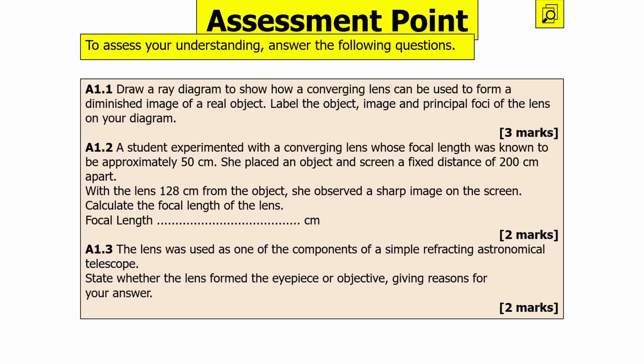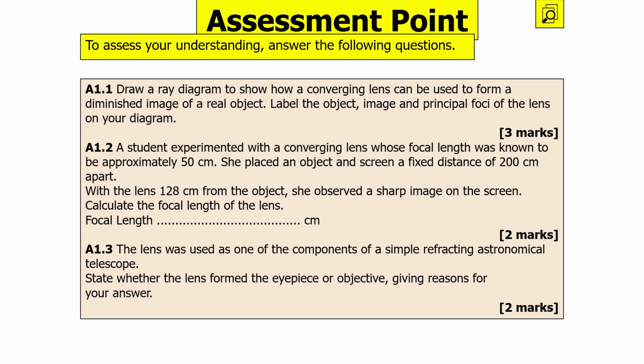The next question says, draw a ray diagram to show how a convergent lens can be used to form a diminished image of a real object. Label the object, image and principal foci of the lens on your diagram. Then a student experimented with a convergent lens whose focal length was known to be approximately 50 centimeters. She placed an object and screen at a fixed distance of 200 centimeters apart. With the lens 128 centimeters from the object, she observed a sharp image on the screen. Calculate the focal length of the lens.